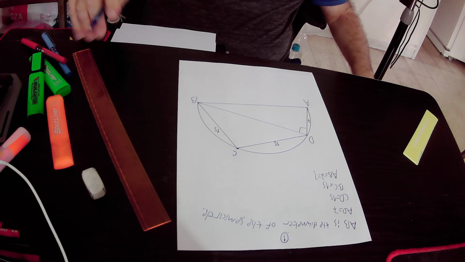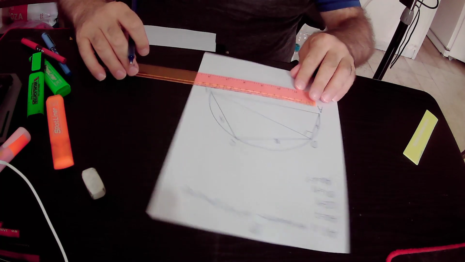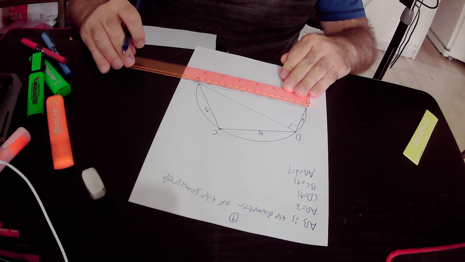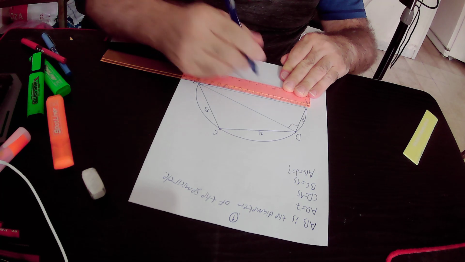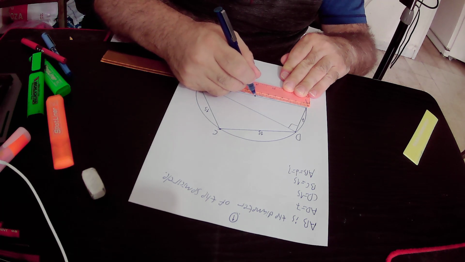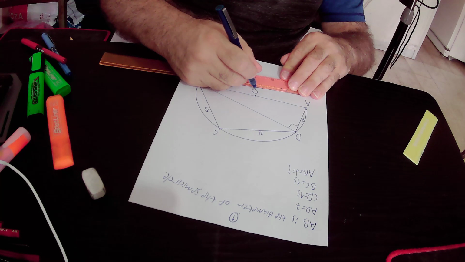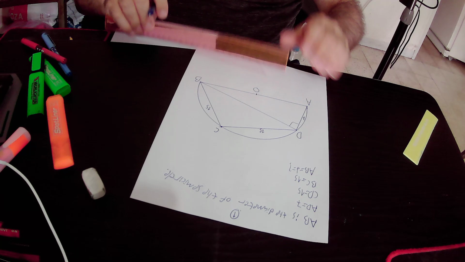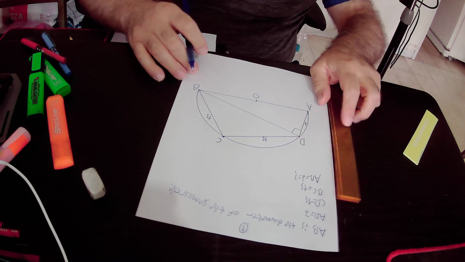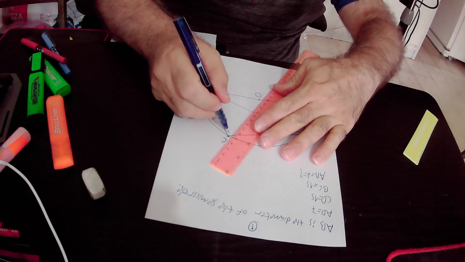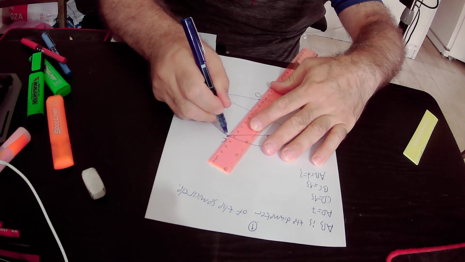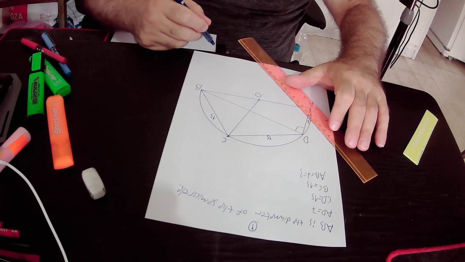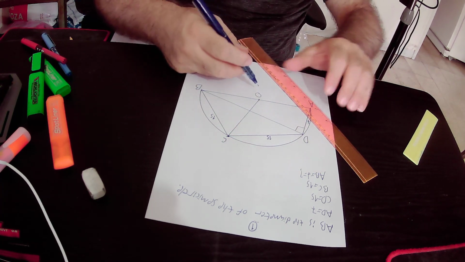Okay, so in the next step we will define the center of this semicircle as point O. Again, point O is the center of this semicircle, and then we will join together points O and C by a straight line. And we will also join together points O and D by a straight line.